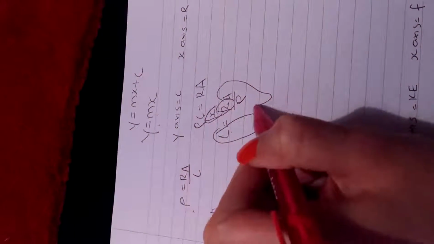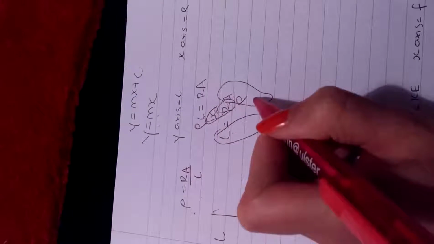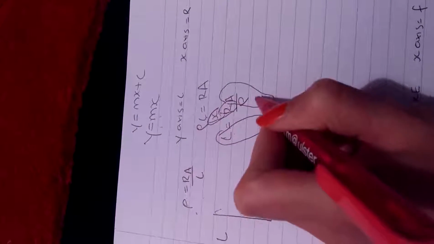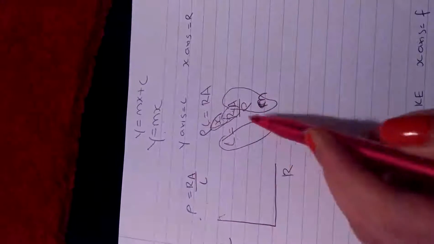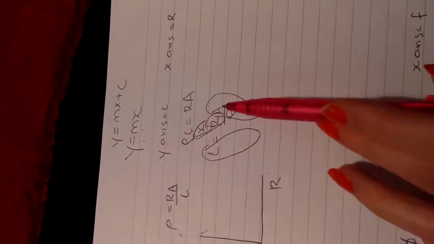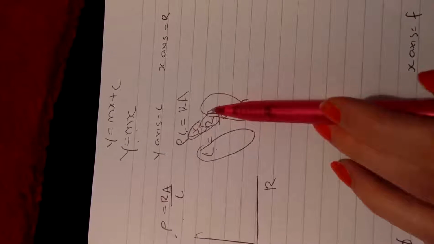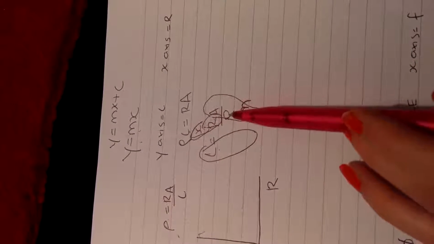Remember, whatever is being multiplied or beside my x is my gradient. So if I find the gradient of this graph, it will give me A over rho. That is my m, that is my gradient. Okay, and you may have to find the gradient. They may give you a value for A and then say find the gradient and then find rho. So that's just rearranging your equation when you find your gradient.